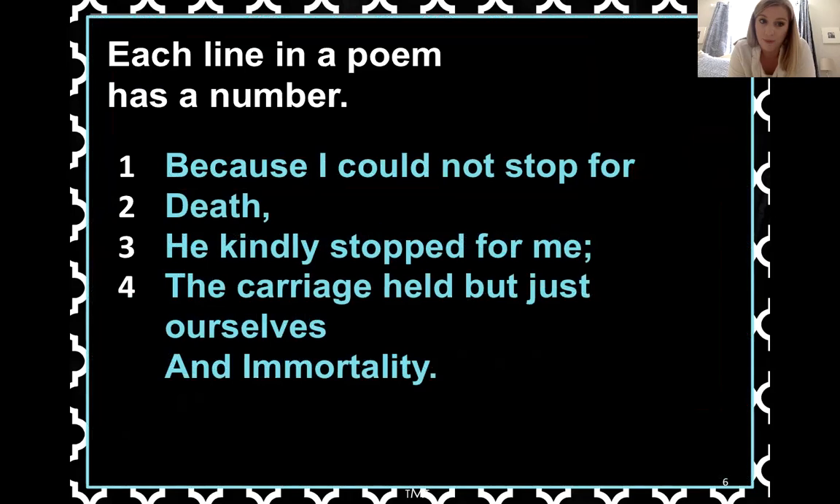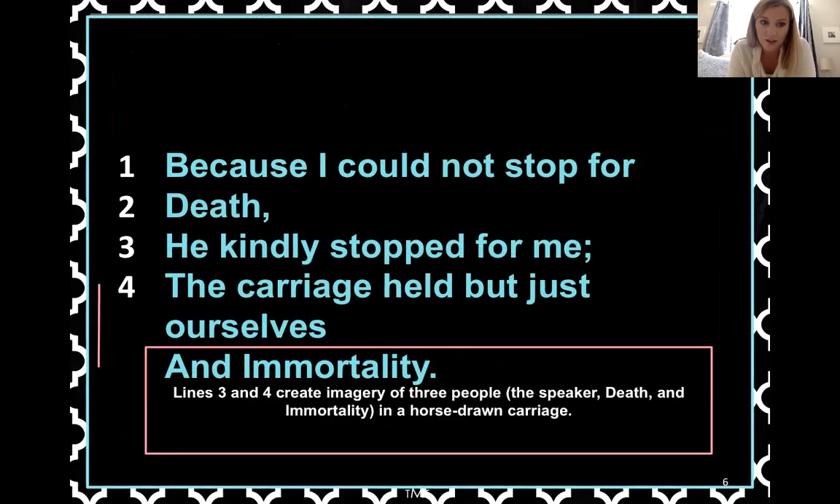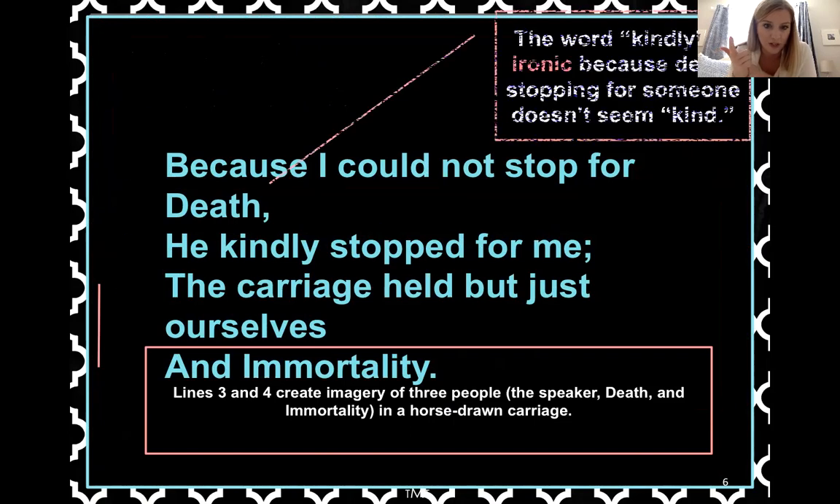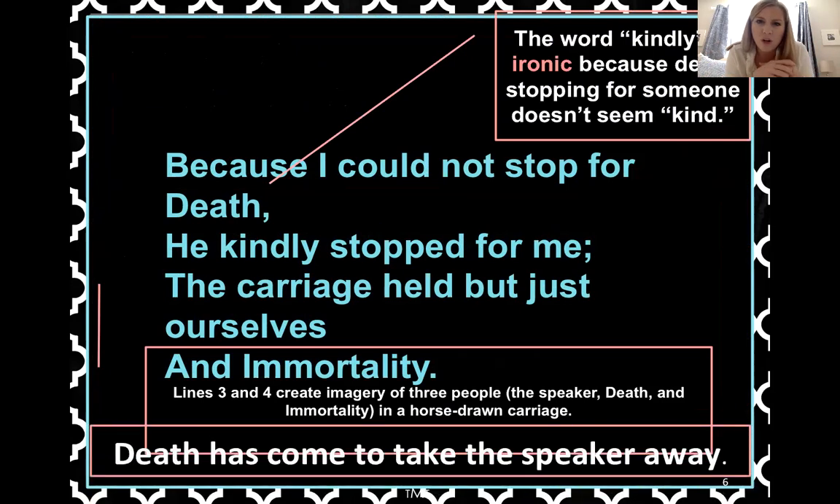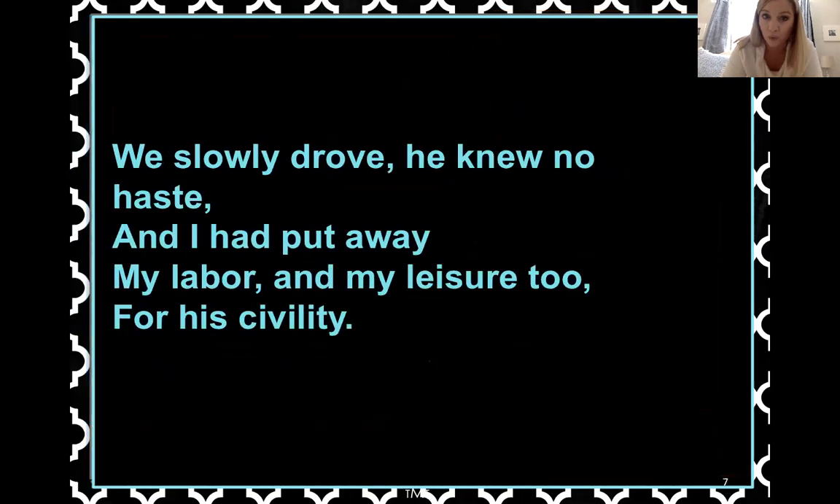And each line in a poem has a number, by the way. So we want to look at lines 3 and 4. Lines 3 and 4 create imagery of 3 people. We have the speaker, because it's first person I. We have death, capital D, a person, and immortality. And they're in a horse-drawn carriage, right? We have 2 horses pulling this carriage. And the word kind, we know, is ironic because stopping for death doesn't really seem kind. It would be the opposite, like horrifying, right? And so death is coming to take the speaker away. So it's kind of a creepy tone, right?